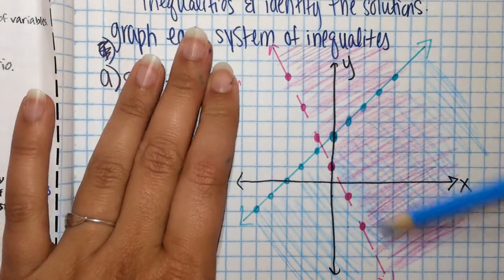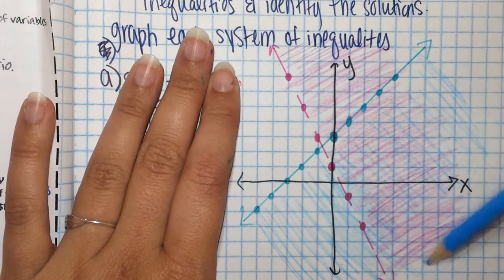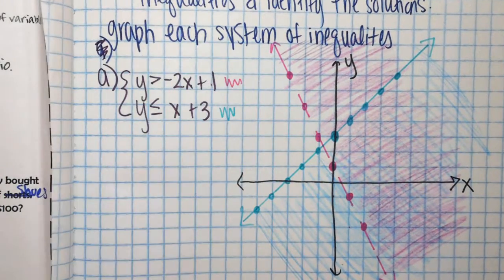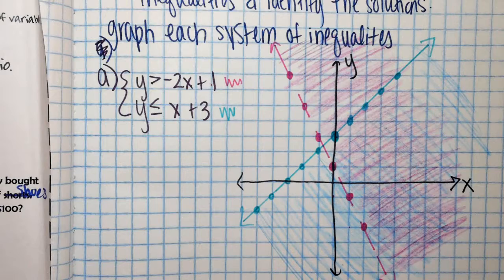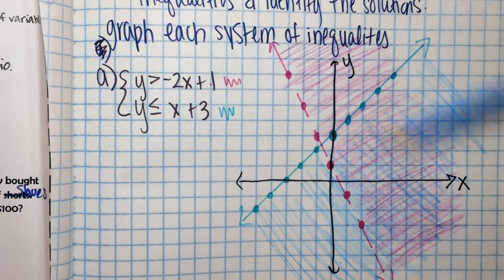Now, what do you think that means where our colors overlap? Oh, the thing turned off. Oh, that's back on. Okay. What do you think that means?